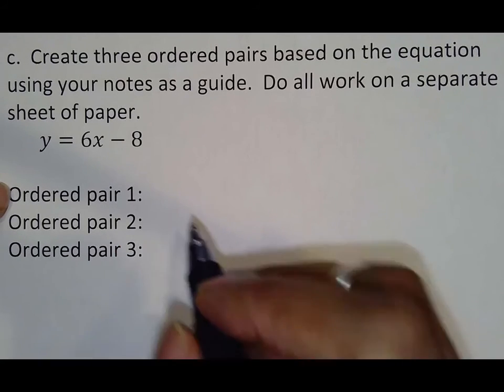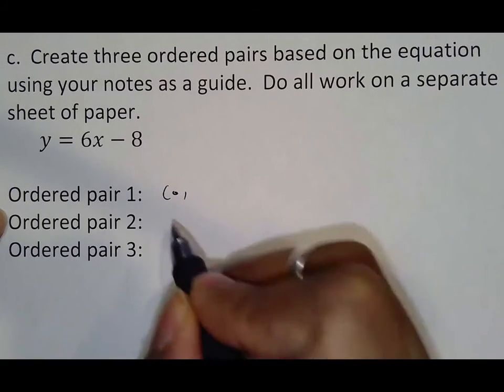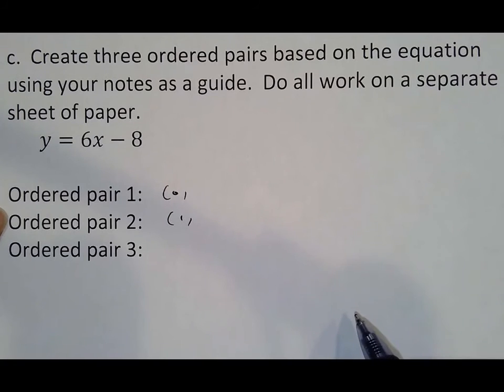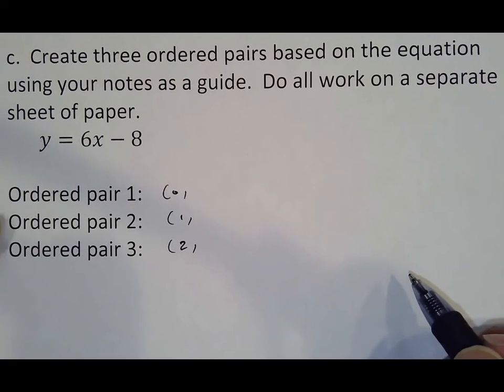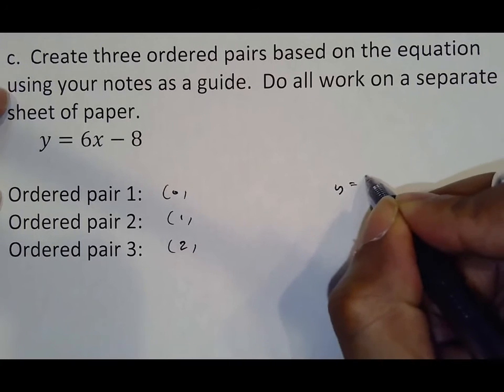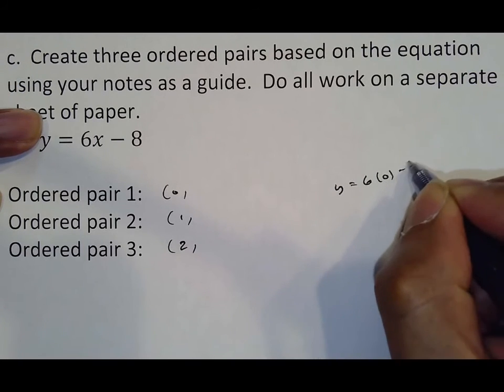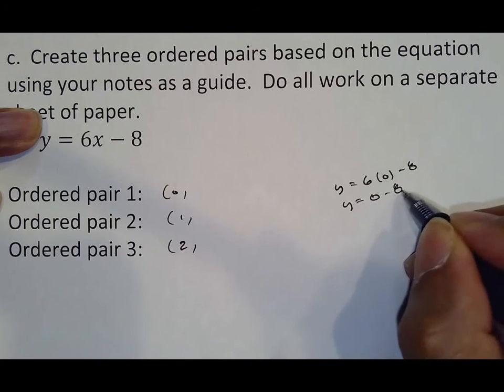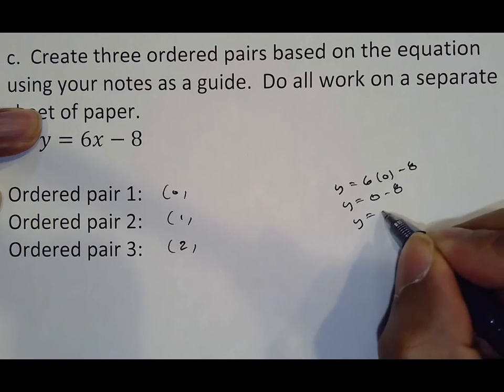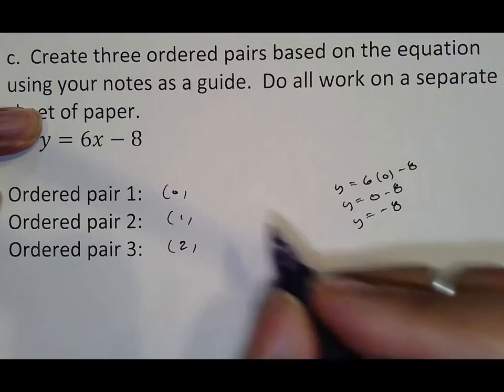Here's my equation. First ordered pair, I already know I'm going to use 0. Second ordered pair, I know I'm going to use 1. Third ordered pair, I know I'm going to use 2. So I'm just going to start it. And then I'm going to put y equals 6, parentheses 0, minus 8, which is 0 minus 8. And again, with 0 there, it just disappears, giving us negative 8.